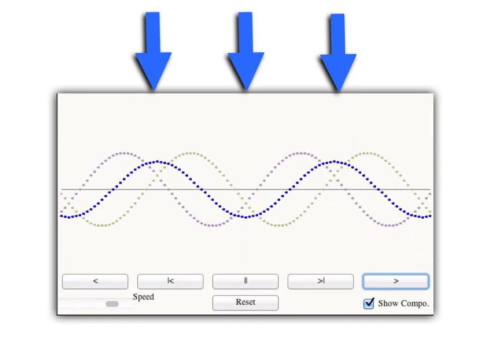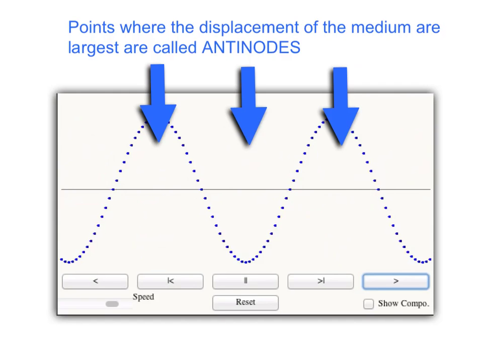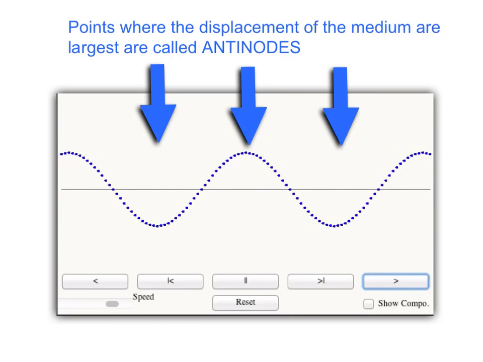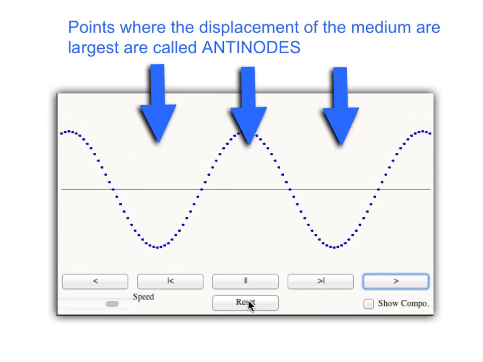And these areas of constructive interference, where there's a lot of motion, are called antinodes. So points where the displacements of the medium are largest, in other words, where the medium is vibrating the most, are called antinodes.